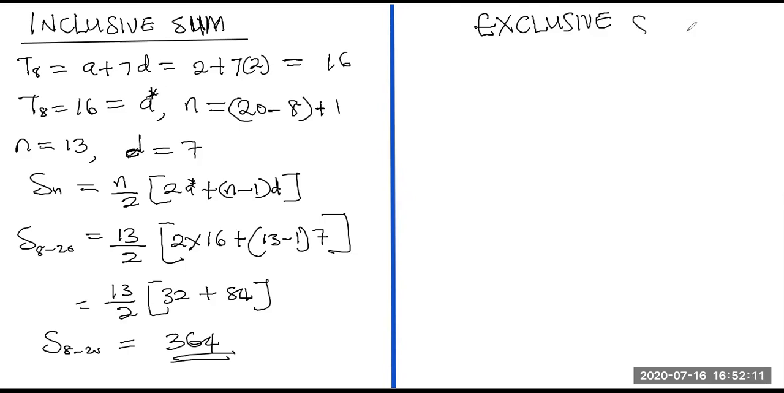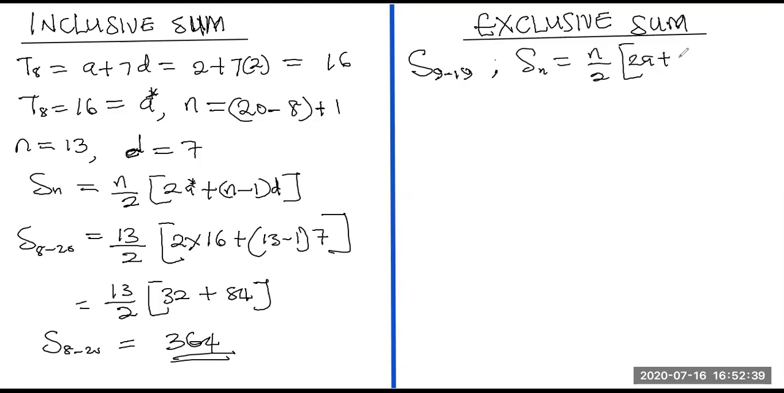Exclusive sum implies that we are not including the boundaries, we are excluding the boundaries 8 and 20. That means if we exclude 8, we start from in between, at 9, and we end at 19. So that implies that we're looking for sum 9 to 19. And in a similar way, we define our sum formula Sn equals n over 2, as already defined, 2a plus (n minus 1)d.